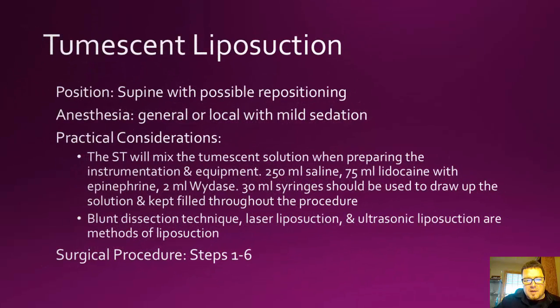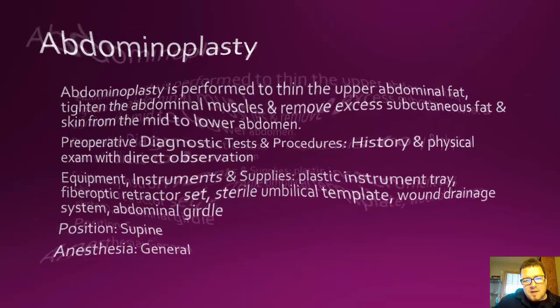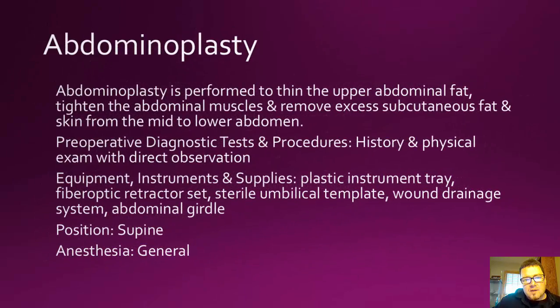You can use a blunt dissection technique. There's also a laser liposuction and an ultrasonic liposuction for different methods of doing liposuction. Abdominoplasty is performed to thin the upper abdominal fat and tighten the abdominal muscles, the rectus abdominis muscles. If you're not sure about what the preoperative diagnostic tests are, they're going to be a history and physical exam with direct observation by the healthcare provider.